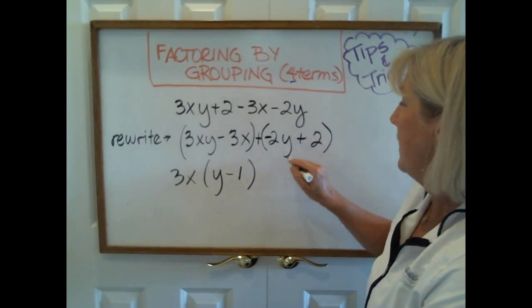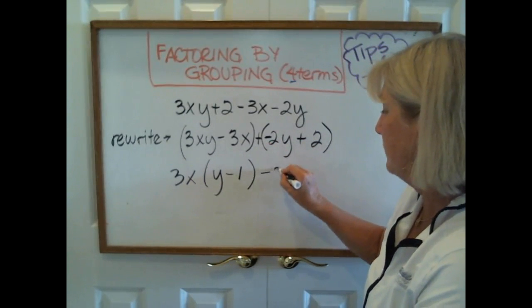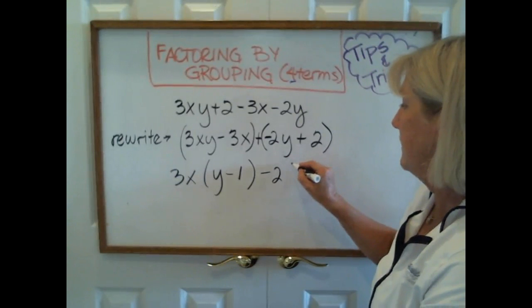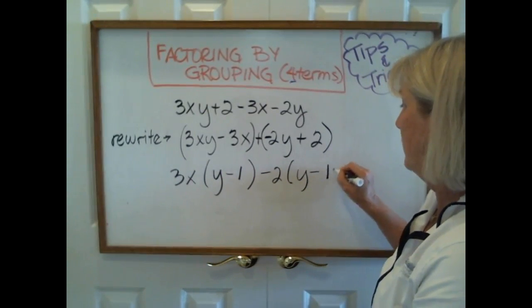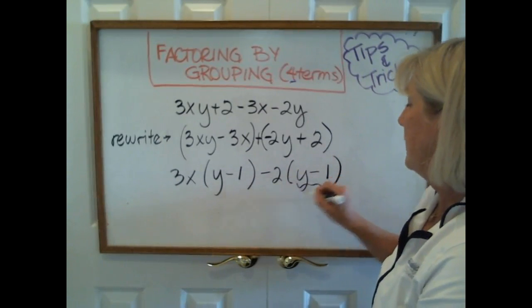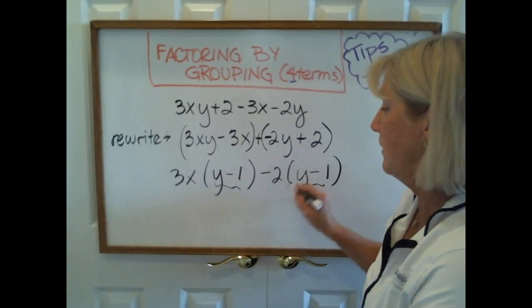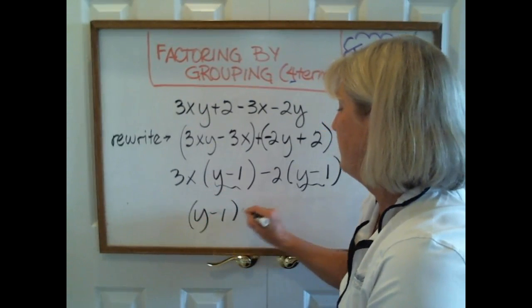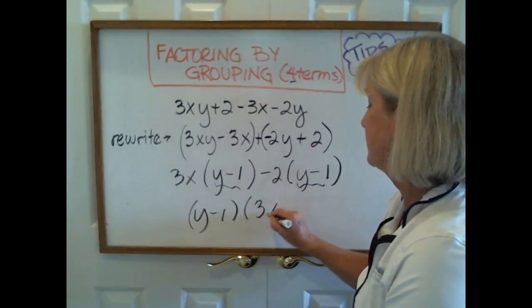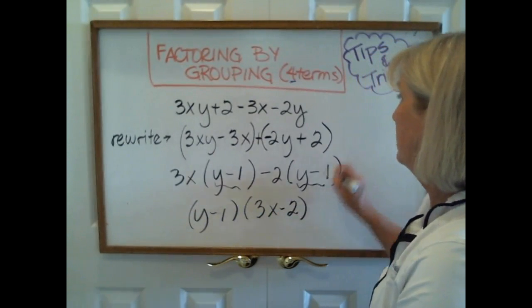And here I'm going to take out a -2. Remember I said I want to take out the negative. And so then I'm left with y minus 1 also. So now I have my y minus 1s that work. So my final factored form will be y minus 1 times 3x minus 2.